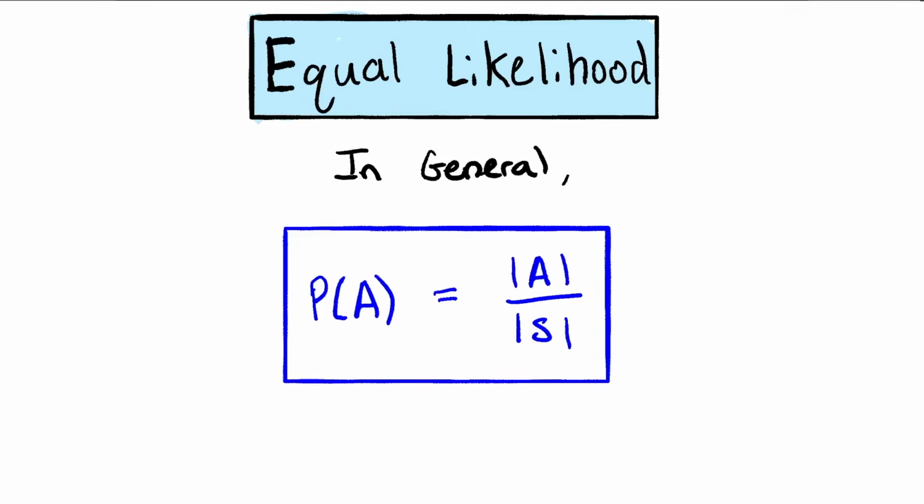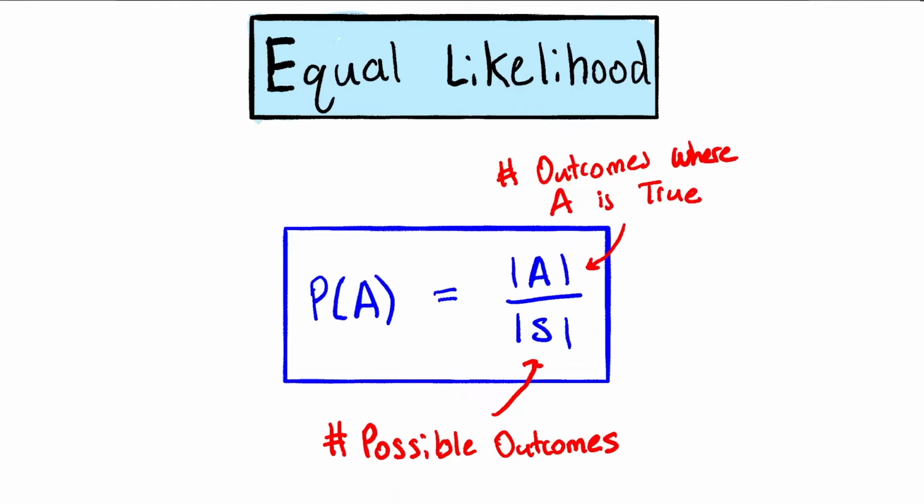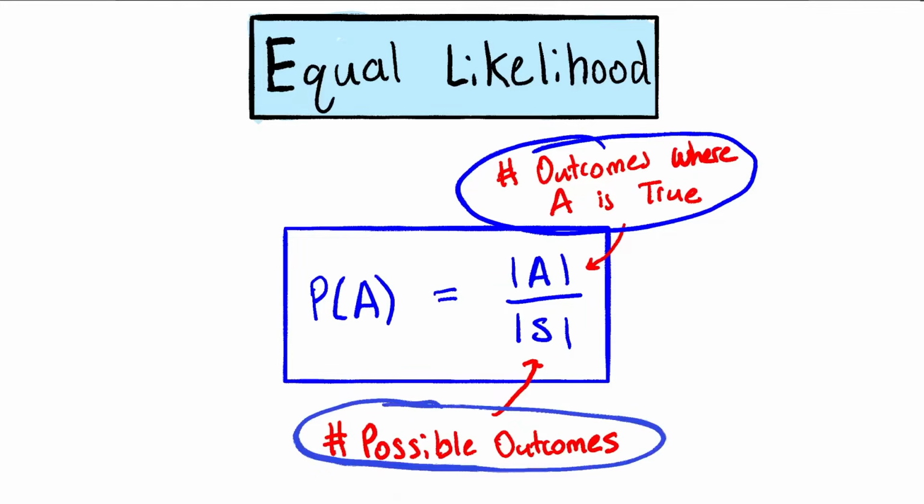And using this principle, in general, the probability of any event A is the same as the number of outcomes where A is true or A happens, divided by the number of total possible outcomes. Now this seems quite intuitive. The probability that something happens is the number of ways that it can happen divided by the total number of things that could happen.